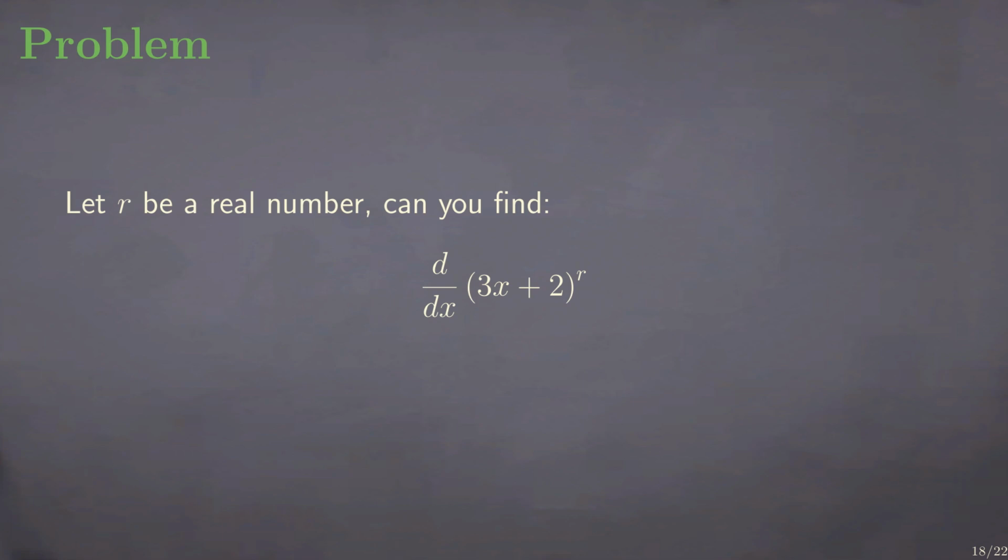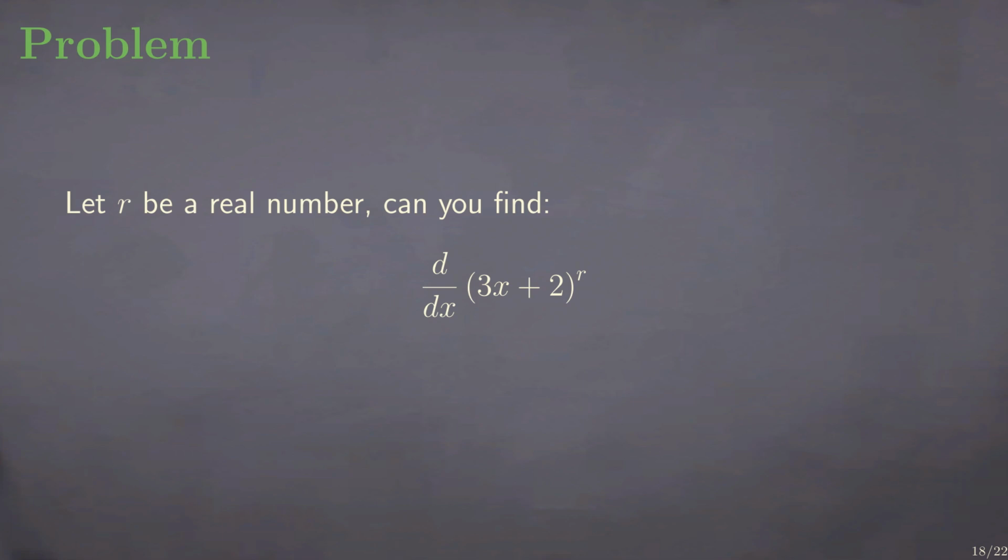Okay, so that might look a little bit unfamiliar because it's not actually the power function x power r, but (3x + 2) power r. But if you look closely at this, there is nothing special about it. It's actually a composite function, where the first function is x power r and the second function is 3x + 2. So what we need to do here is use the power rule and the chain rule, that's all.